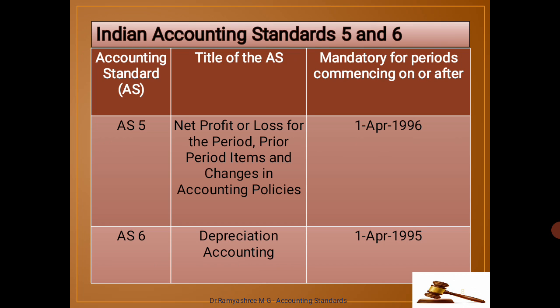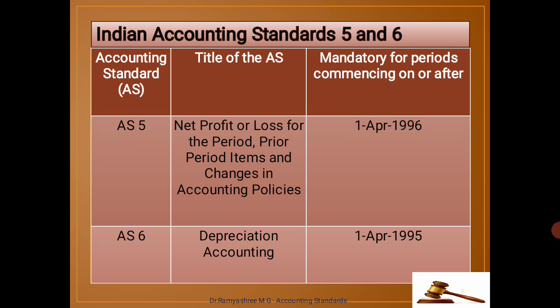Accounting Standard 5 deals with net profit or loss for the period, prior period items, and changes in accounting policies. This accounting standard comes into effect in respect of the accounting periods commencing on or after April 1st, 1996 and is mandatory in nature for all companies.